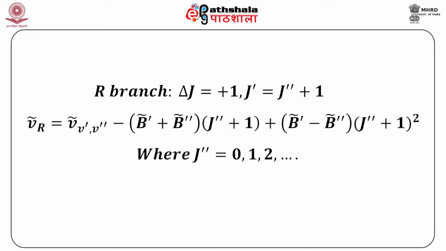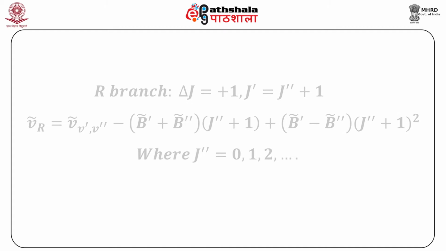Similarly for the R branch, where delta J is equal to plus 1, you have J prime is equal to J double prime plus 1, and here the wave number of the R branch is given by the wave number of the v prime v double prime transition minus B prime plus B double prime into J double prime plus 1 plus B prime minus B double prime into J double prime plus 1 square, and here J double prime can take on values 0, 1 and 2 and so on.